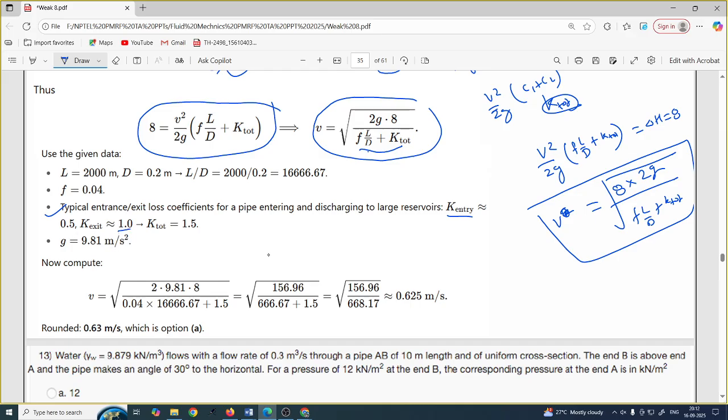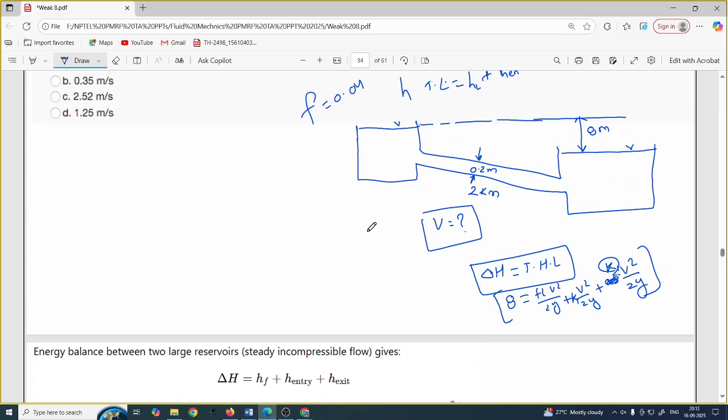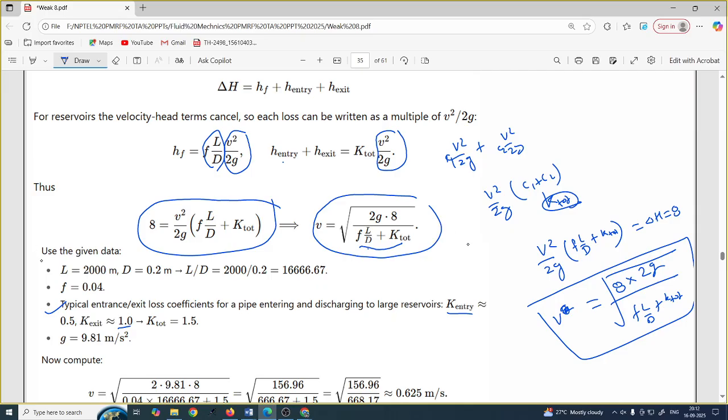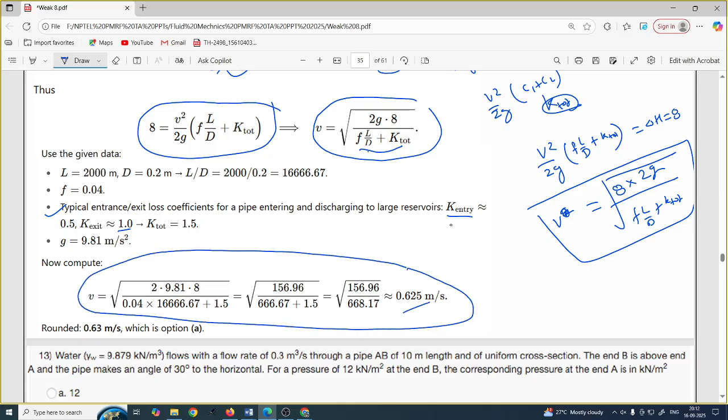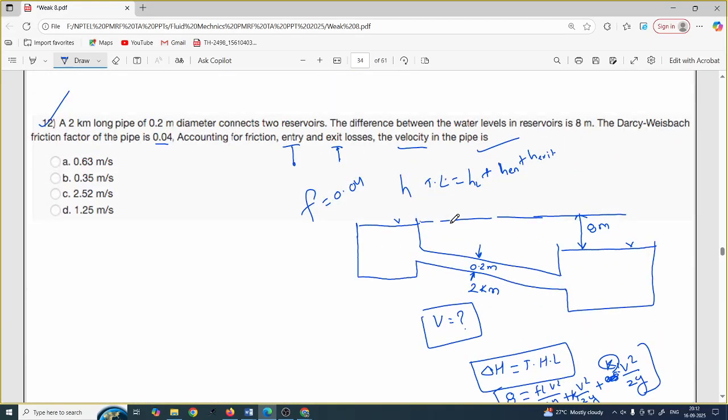Remember, please. That's why for the exit I have written V square by 2g, and initially it was 0.5 here, but this is the case of a reservoir. For another system, this coefficient will be different, remember always. So you know everything. After putting in the values we get the final answer 0.625, which is very important. 0.625 means you will go with option A.